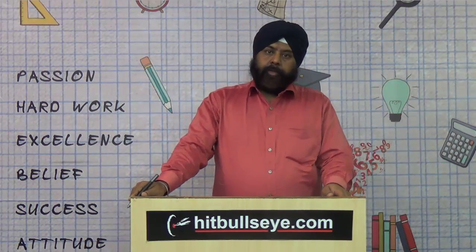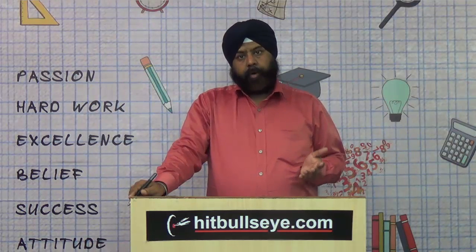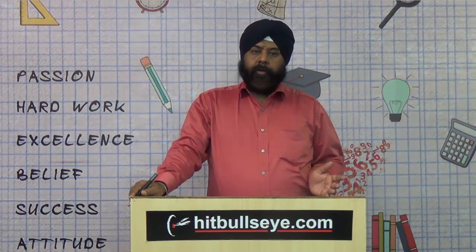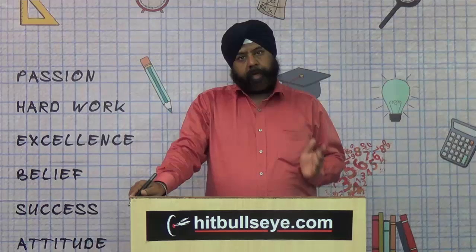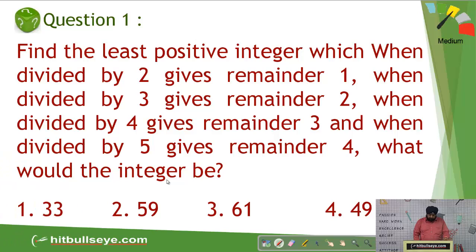To get a feel of the paper, we have some questions from actual previous SNAP papers in the quant section. I will solve a few of them, and a few are for your practice. Students, here comes the first question. Find the least positive integer which when divided by 2 gives remainder 1, when divided by 3 gives remainder 2, when divided by 4 gives remainder 3, and when divided by 5 gives remainder 4. What would be the integer?